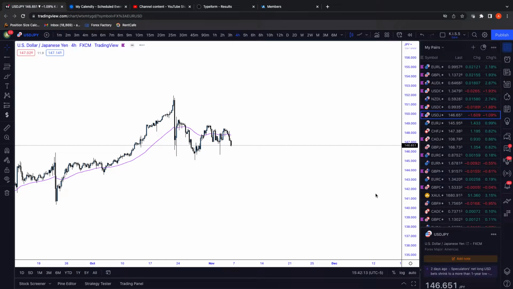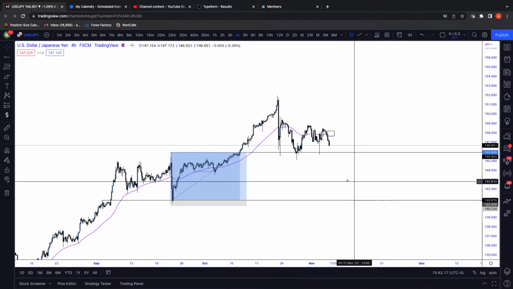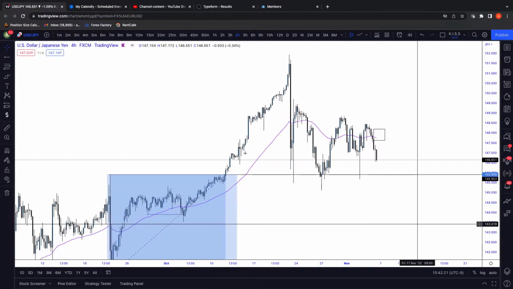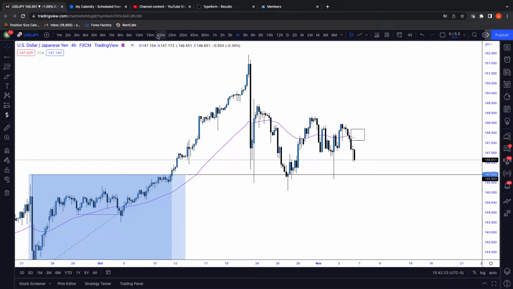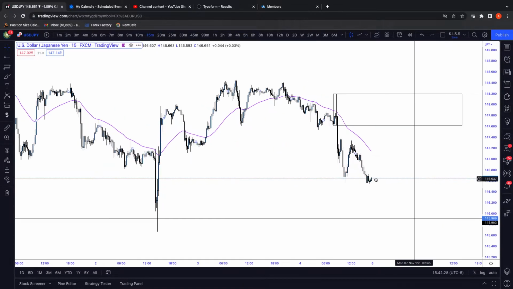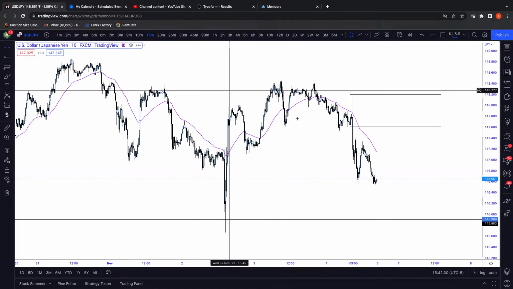Yen pairs, to be honest with you guys, are really gross. I'm not really interested in them still, except for UJ looks all right. And it's really just the 15 minute here. Really just the 15 minute.